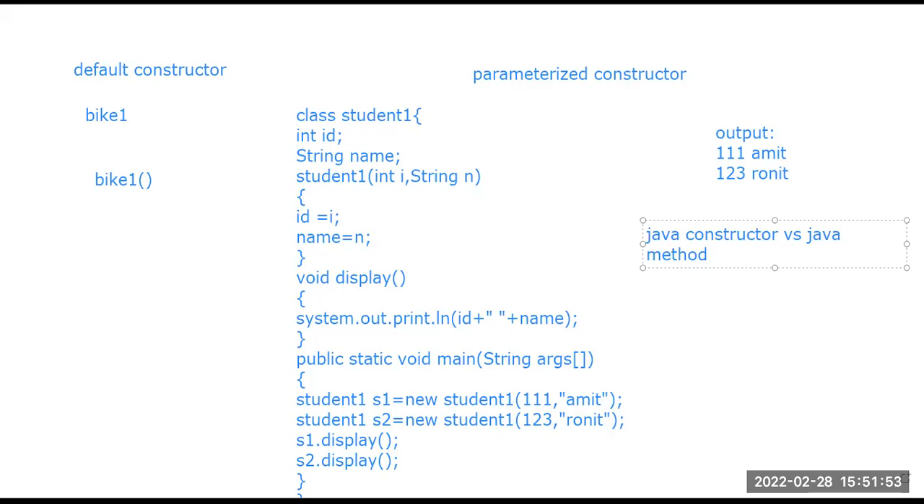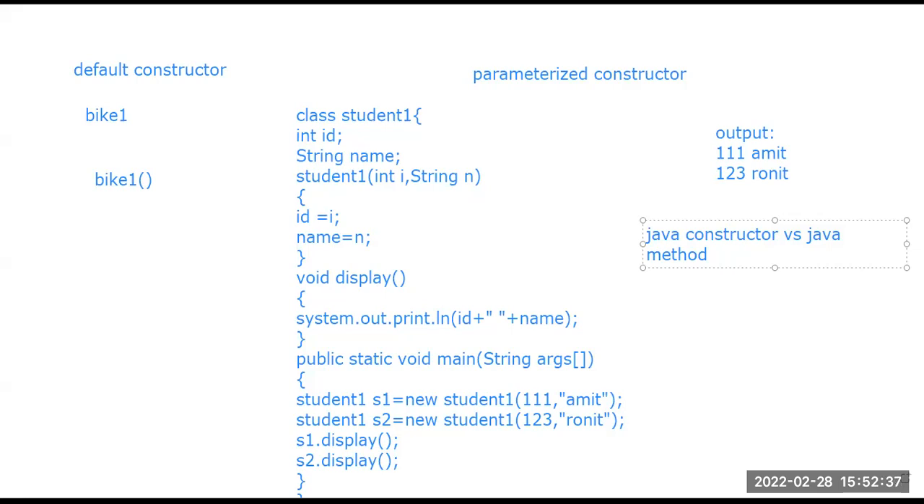We use a Java constructor to initialize the state of the object. So what are the states of an object? For that, we use the Java constructor. But the Java method is used to expose a behavior. We identify the behavior of an object using the Java method. A constructor does not have a return type value, but a Java method must have a return type value. And one more thing: the constructor name is the same as the class name, whereas the method may or may not be the same as the class's name, right?